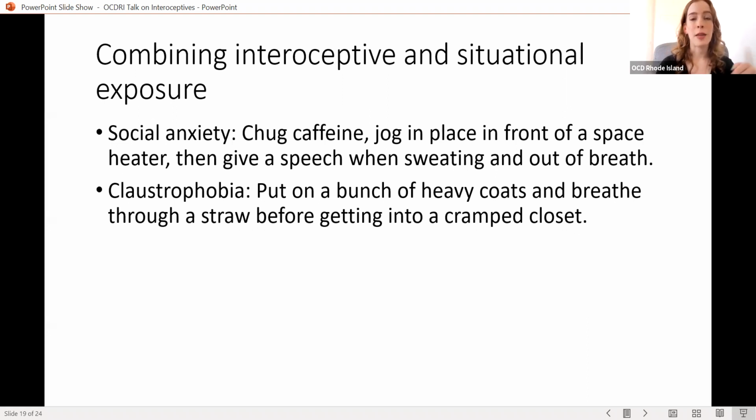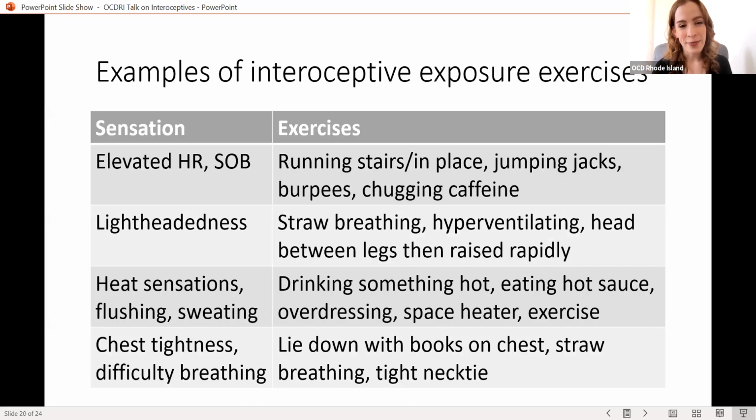Relatedly, maybe you have multiple fears that happen to co-occur, and you can stack exposures. If you have claustrophobia, for example, which is a fear of being in enclosed places without being able to get out, you could do straw breathing in a closet, which is what I did for my dissertation in graduate school. And everybody who participated was just fine.